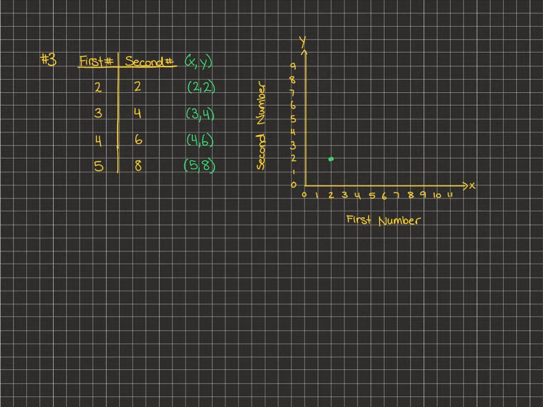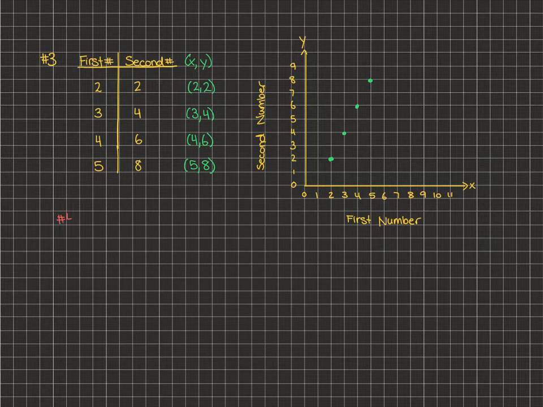Then you would look at your next set of points. So 3 and 4, so you have to look at x 3, y 4. So it's going to go up here, and then you can mark that dot in. 4 and 6, so we go 4 all the way up to 6, and then for 5 and 8, 5 is the x, and then we go up to where 8 is on the y, and we plot our point.